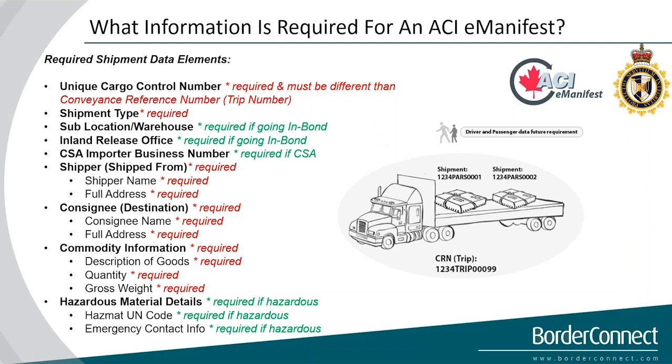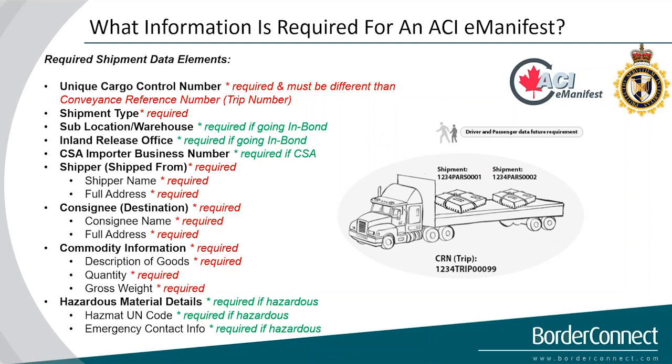You'll need the shipper, the consignee, commodity information, as well as the hazardous materials details. The UN code is the same as it is in the US. It's got that 4-digit code that describes exactly what UN code the hazardous goods is. And if you have that information, you would put in the fields hazmat UN code, emergency contact info, and all the other details required for a hazardous material load.